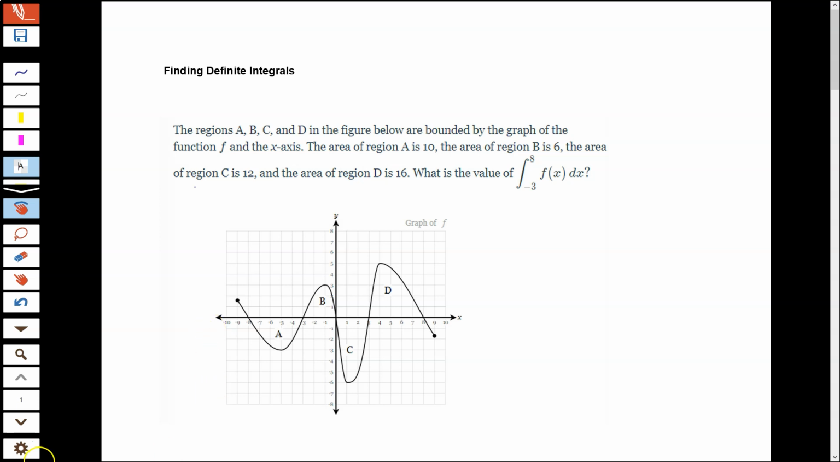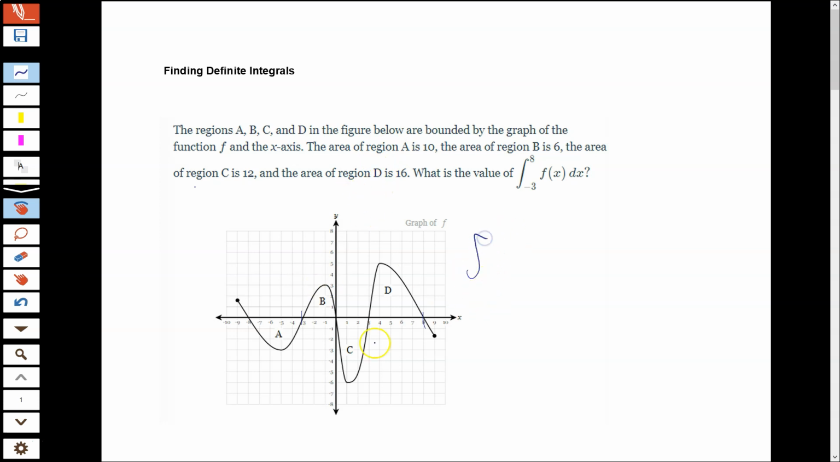So what we're doing here is we're given the area underneath each curve, and then we're given an integral with boundaries. Okay, so for here we want the integral of f of x with respect to x from -3 to 8. So the first thing I'm going to do is I'm just going to note on the graph where I'm looking at, right? So from -3 all the way to 8 are my bounds of integration.